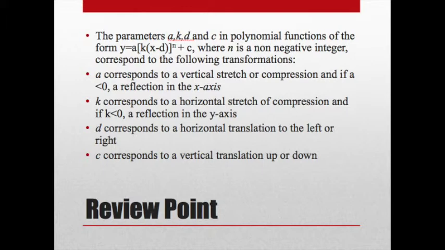The parameters a, k, d, and c in the polynomial function of the form y equals a times (k times (x minus d)) to the power of n plus c, where n is a non-negative integer, correspond to the following transformations. A corresponds to the vertical stretch or compression, and if a is less than 0, a reflection in the x-axis. K corresponds to the horizontal stretch or compression, and if k is less than 0, a reflection in the y-axis. D corresponds to horizontal translation to the left or right. C corresponds to the vertical translation up or down.